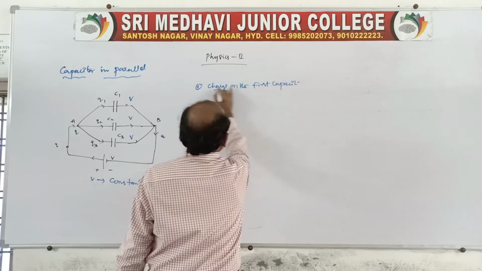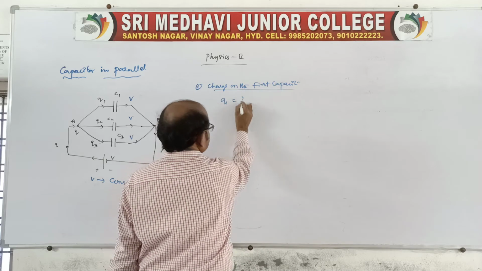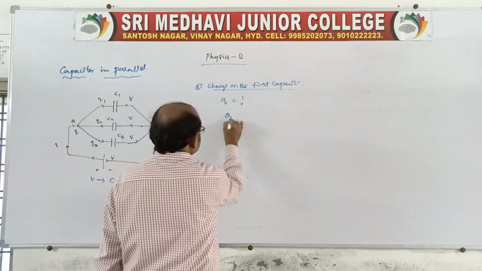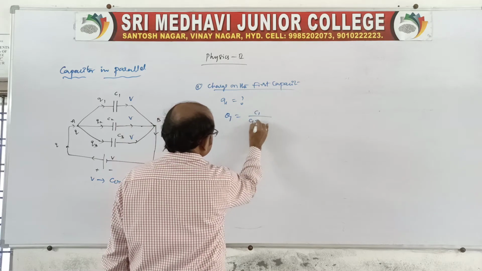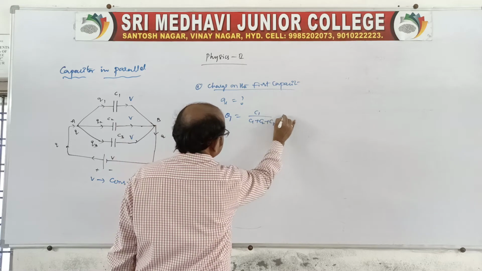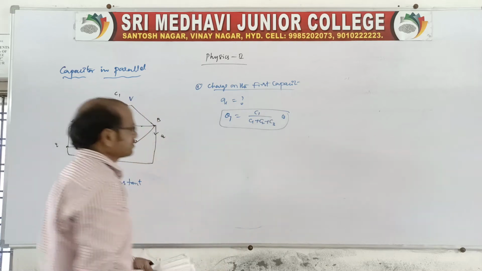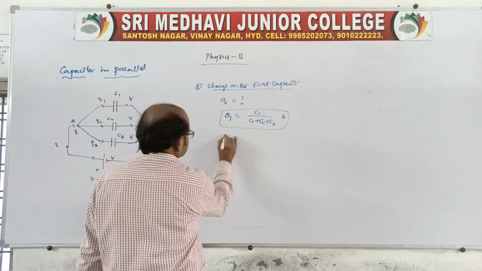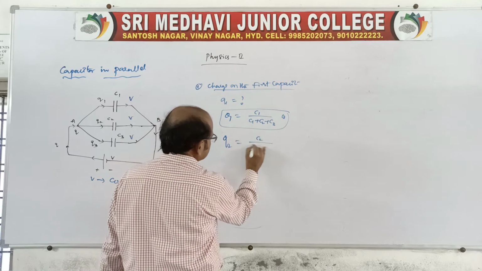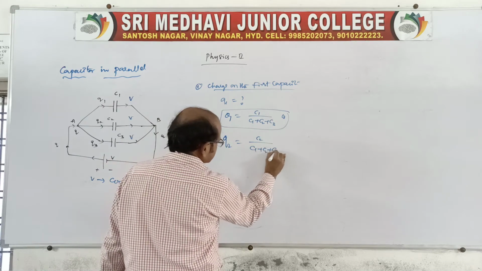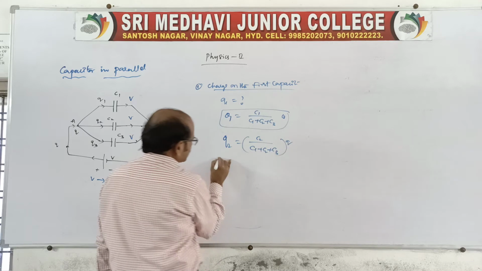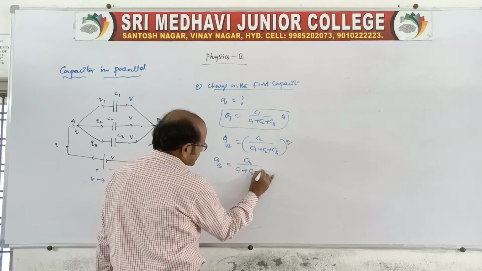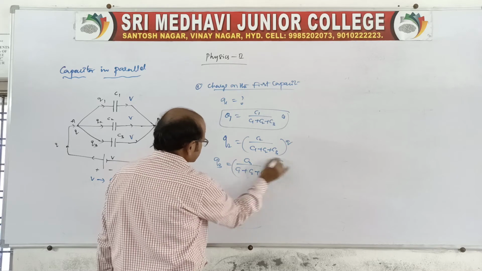Suppose Q1 is asked. Then how will we get Q1? Q1 is nothing but C1 by C1 plus C2 plus C3 into Q, for the charge on the first capacitor. Suppose Q2 is asked. Then Q2 is equal to C2 by C1 plus C2 plus C3 into Q. If Q3 is asked, then C3 by C1 plus C2 plus C3 into Q. Like this we can take.